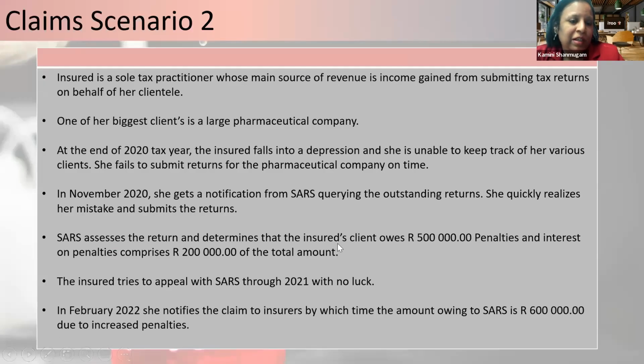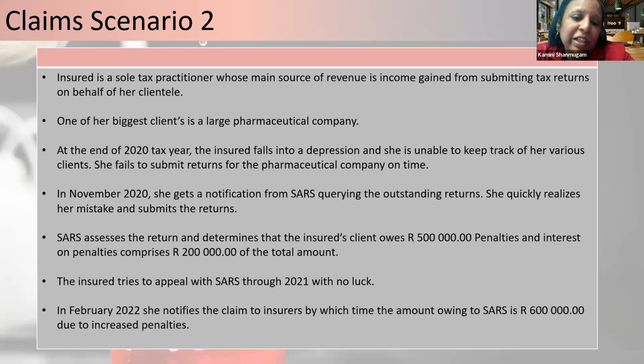Thanks, Fiso. Okay, so that was the built environment claim scenarios. I've got another claim scenario here on tax practitioners. Let's go through it. The insured is a sole tax practitioner whose main source of revenue is income gained from submitting tax returns on behalf of clients. One of the biggest clients is a large pharmaceutical company. At the end of the 2020 tax year, the insured falls into a depression and she's unable to keep track of the clients. She fails to submit returns for the pharmaceutical company on time.